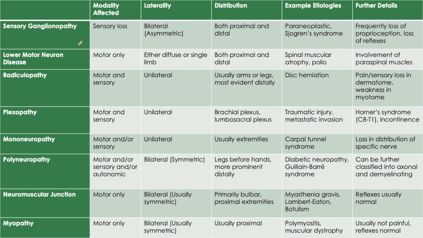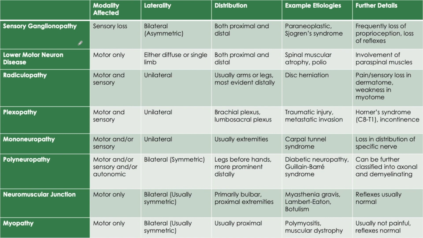Radiculopathies involve both motor and sensory modalities and generally occur unilaterally. They frequently result in pain and sensory loss in a specific dermatome and a weakness in a specific myotome. Plexopathies involve both motor and sensory loss. They occur unilaterally and can result in a Horner syndrome when the C8T1 roots are affected and incontinence when the lumbosacral plexus is affected. Mononeuropathies involve both motor or sensory loss. Mononeuropathies affect the distribution of a specific nerve.